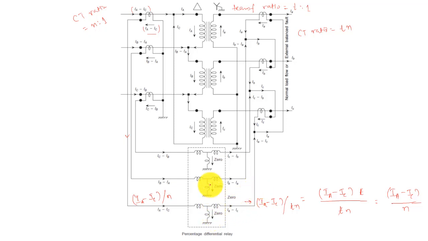So therefore the current in the spill path will be 0, right? So we should remember this thumb rule: on the delta side the CTs are connected in star fashion, and on the star side the CTs are connected in delta fashion. So on the delta side the CT connection is star, and on the star side your CT connection is delta. This is your thumb rule, and then your design is perfect.